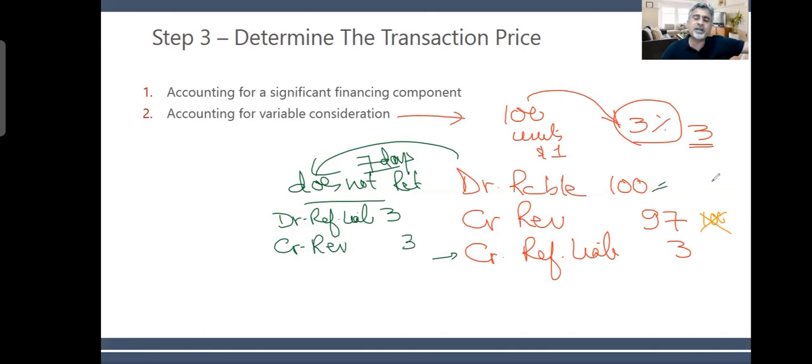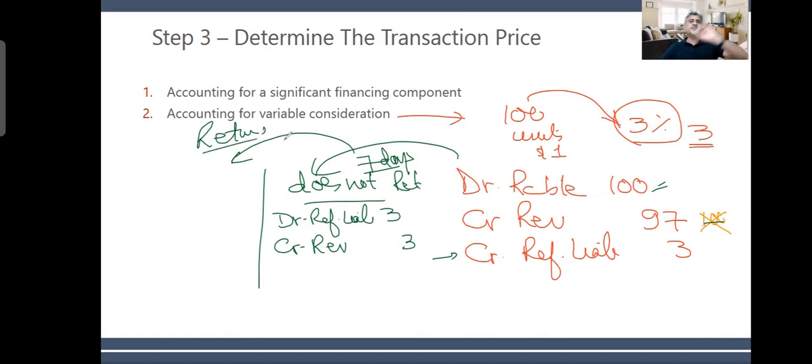Receivables were already 100, so no need to touch the receivable. You decrease your refund liability because you don't have to give it now, and you increase your revenue because you recorded less before, 97, now you put 3 on top. But let's suppose that the customer returns goods.